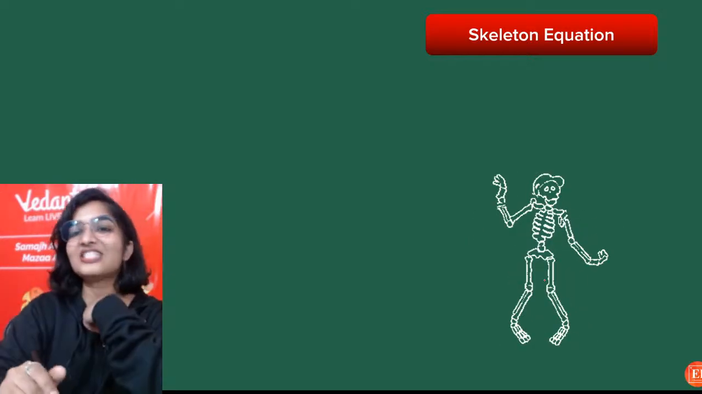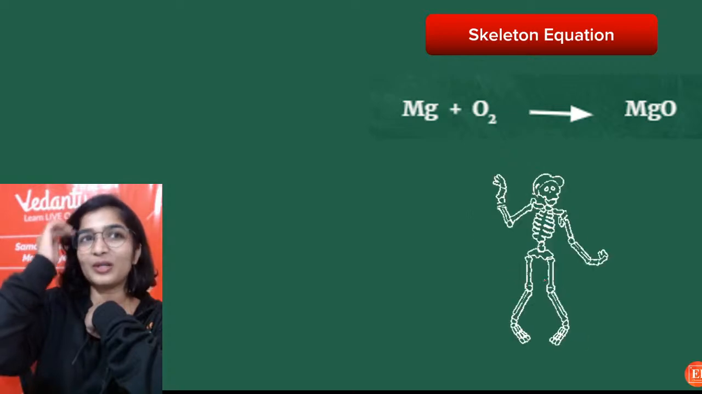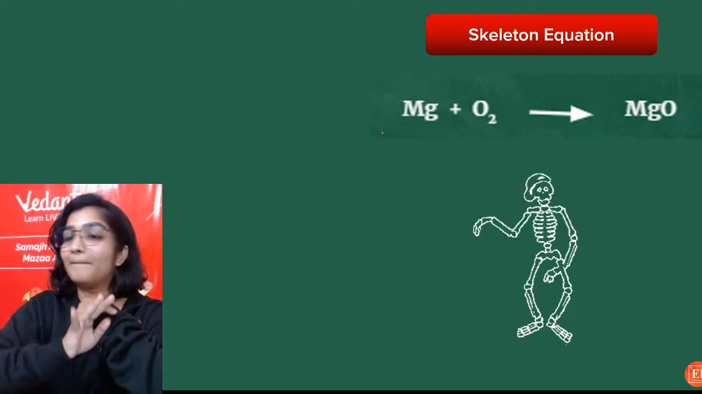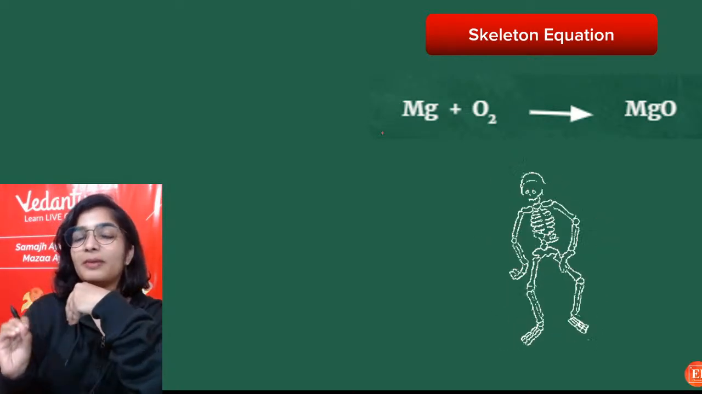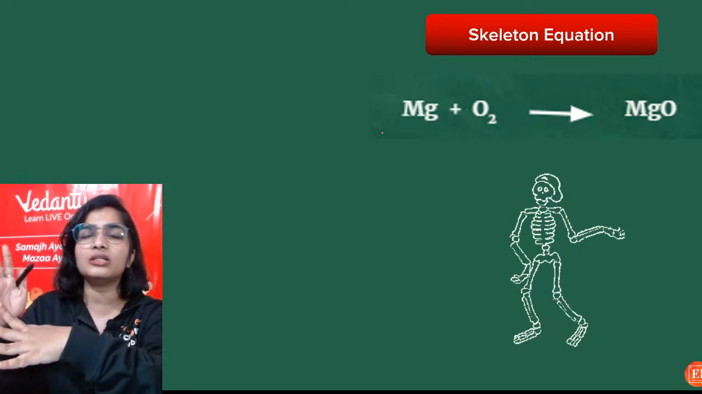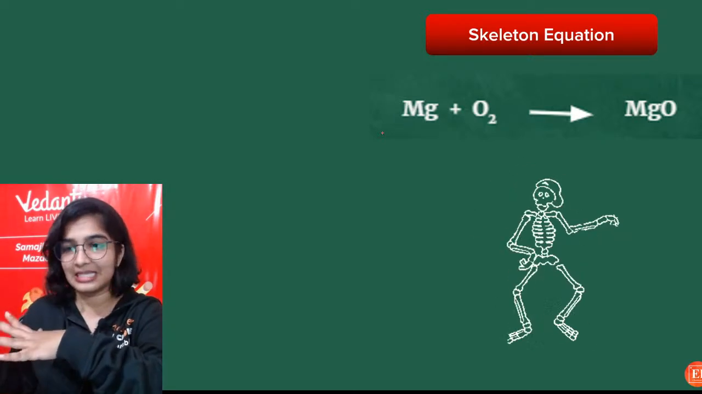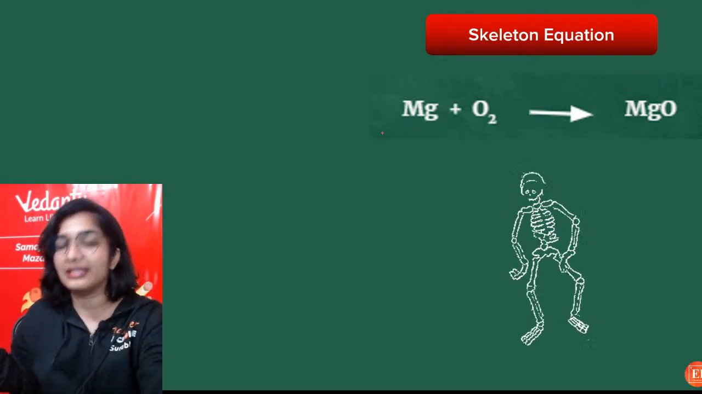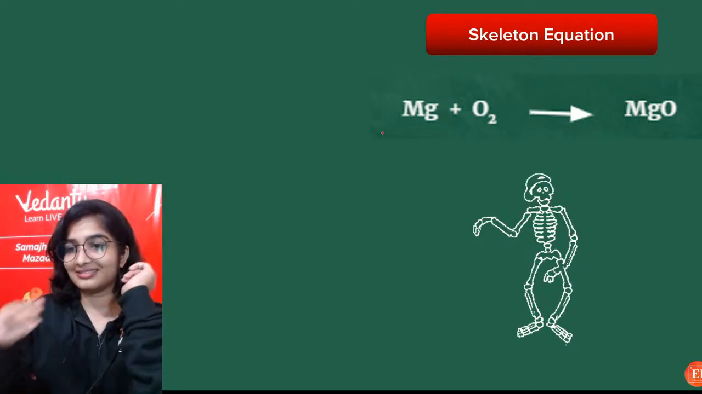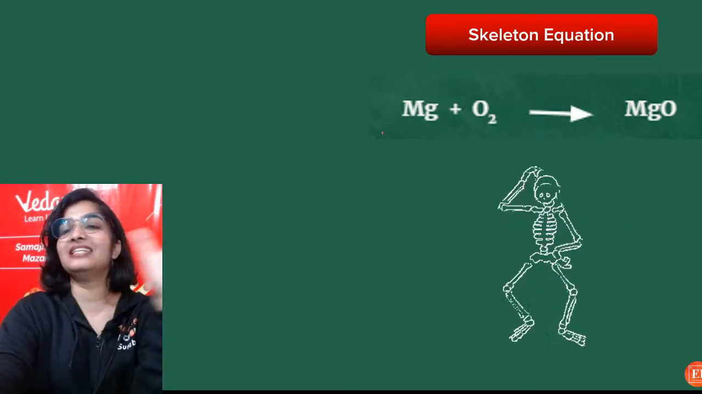Okay. So skeletal equation. Here in the skeletal equation we are not balancing it. The skeletal equation only tells us what the products are and what the reactants are which have been converted into a product. Yes, it is not balanced. Nice GIF, I know, right? Yes, unbalanced equation.